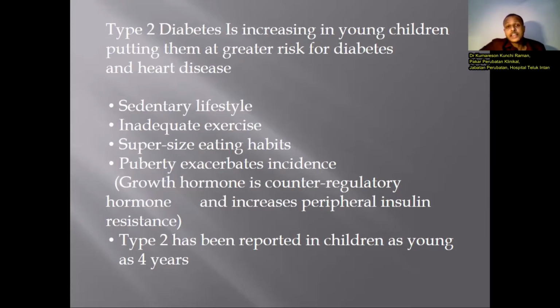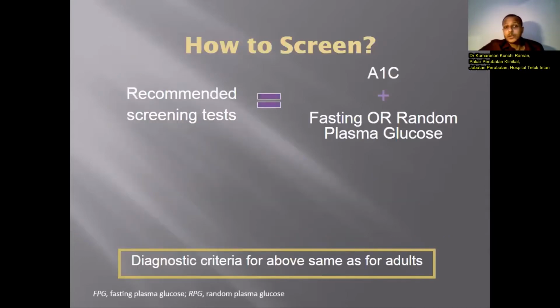also puberty actually exacerbates the incidence of diabetes because it reduces peripheral insulin sensitivity, as some forms of hormones are diabetogenic. But looking back at the first indicator and second indicators, these are the bigger risk factors in developing diabetes: sedentary lifestyle and inadequate exercise. Type 2 diabetes has been reported in children as young as 4 years old. How do we screen them?